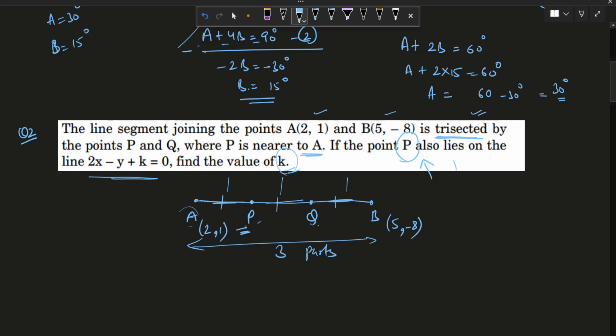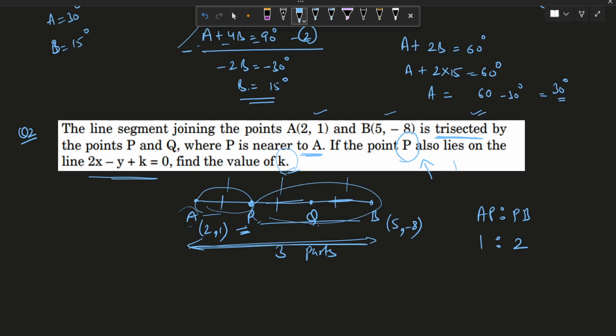Now we need to take care of only P. So if you see AP is to PB, how much is that ratio? AP is to PB is only 1:2 because total parts are 3 parts. Out of that, AP is how much part? 1 part, and PB is how many parts? 2 parts. Clear?